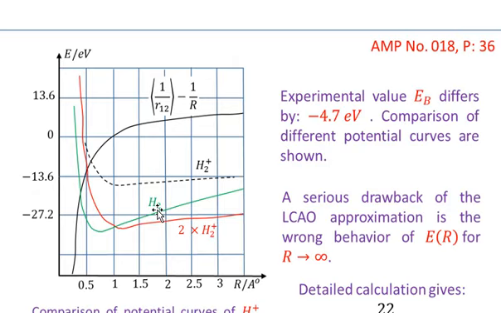And the green curve is the potential energy curve of the hydrogen molecule, which we are currently discussing in this lecture. The red curve is the potential energy corresponding to twice the energy of the singly ionized hydrogen molecule shown in dotted. If you multiply the dotted curve by 2, you will get the red curve. I have also plotted the function 1/R12 minus 1/R.